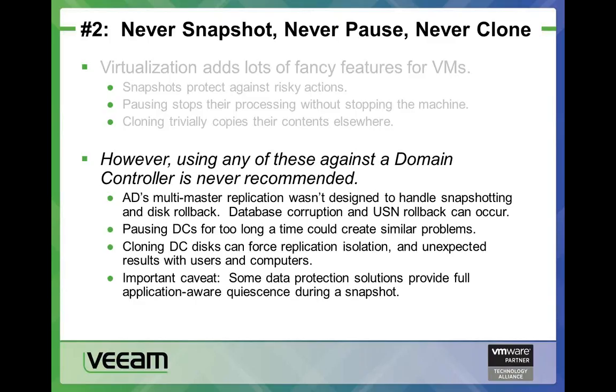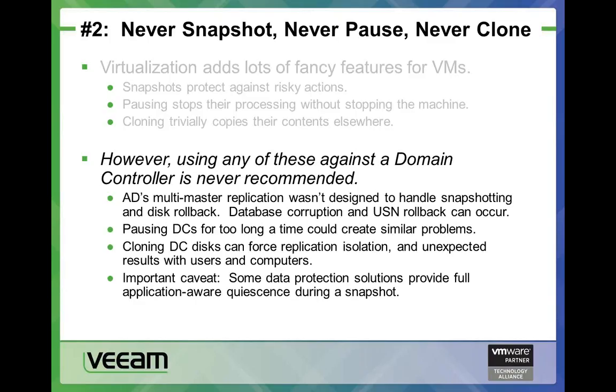Okay, you could get a situation with database corruption or USN rollback. Both of these are really, really bad situations that can occur with that snapshotting, with the rollback situation. Pausing a domain controller for too long a time could create similar problems. If you ever attempt to clone a domain controller, don't attempt to clone a domain controller, because cloning that DC can cause a situation called replication isolation, which could cause some very unexpected and not very fun results with those users and computers. So never snapshot, never pause, never clone, except.